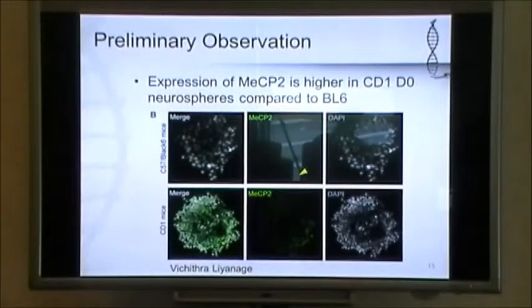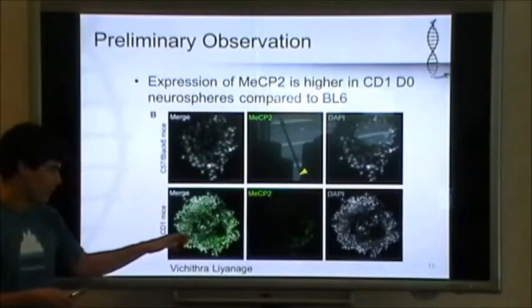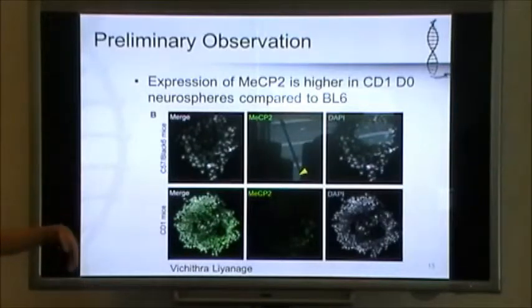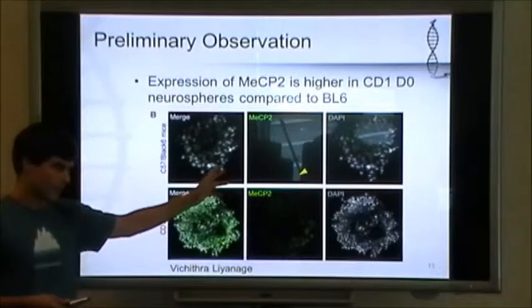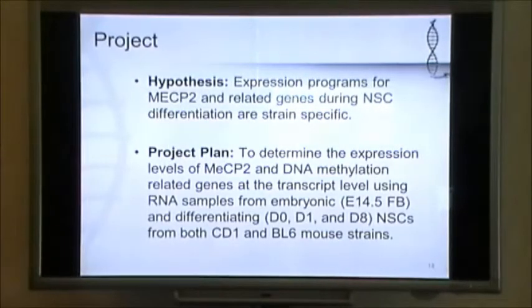lab. Which leads me to my preliminary observation, which provided the basis for our project. When we look at the undifferentiated self-renewing neurospheres, looking at the CD1 mouse, at the protein level, MECP2 is widely expressed throughout the cells. However, when that is compared to the BL6 mice, we see here that only a few cells are expressing it. So there's quite a large difference between these two strains, which led to the hypothesis that the expression programs for MECP2 and related genes during neural stem cell differentiation must be strain specific.